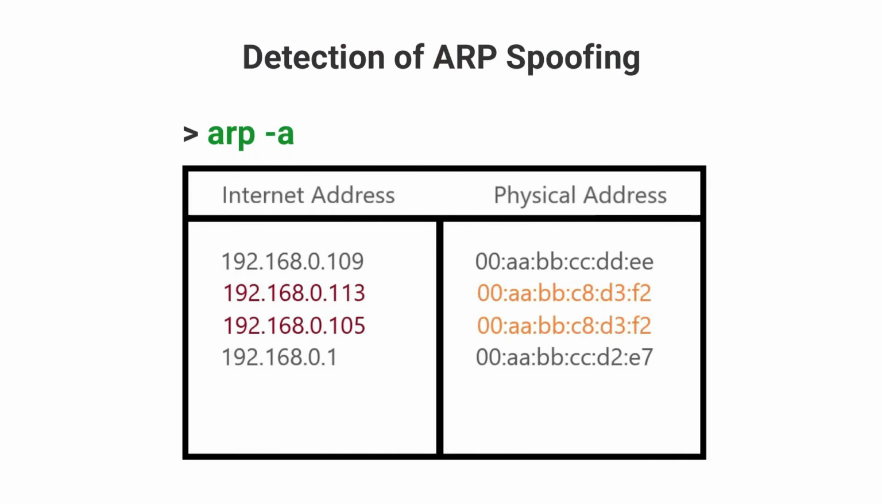The detection of ARP spoofing is kind of simple. By looking at the ARP cache, if two or more IP addresses are associated with the same MAC address, this simply means there is an ARP spoofing attack taking place. Like shown in the figure where two IP addresses have the same MAC address, you can view the ARP cache by typing arp -a, irrespective of the operating system. This command is the same for Windows or Linux.